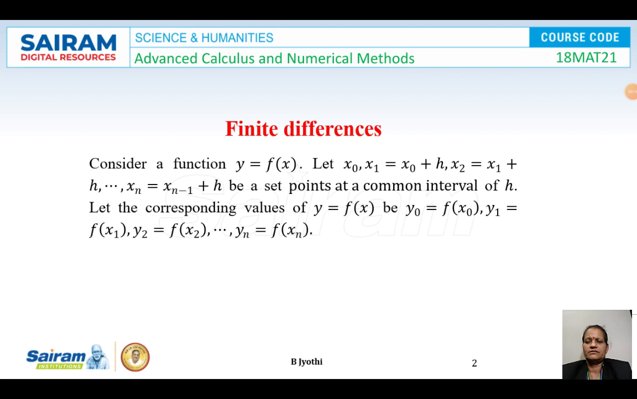Finite differences. Consider a function y equals f of x. Let x0, x1 equal to x0 plus h, x2 equal to x1 plus h, etc., xn equal to xn minus 1 plus h be the set of points at a common interval of h. Let the corresponding values of y equals f of x be y0 equal to f of x0, y1 equal to f of x1, y2 equal to f of x2, etc., yn equal to f of xn.